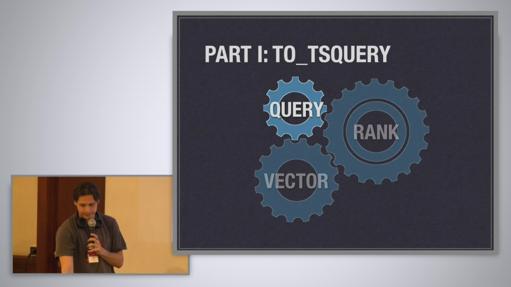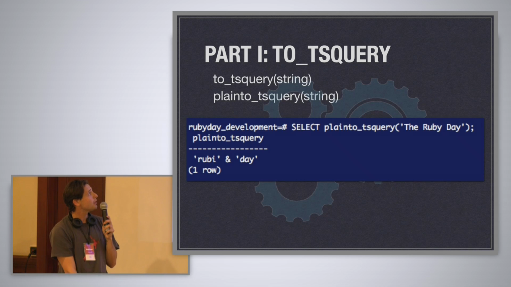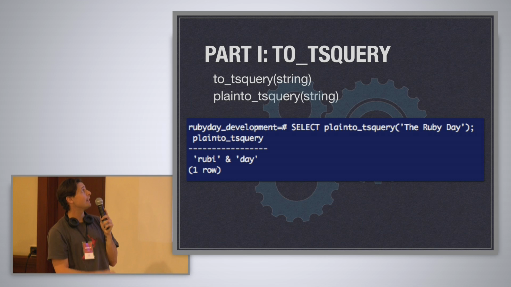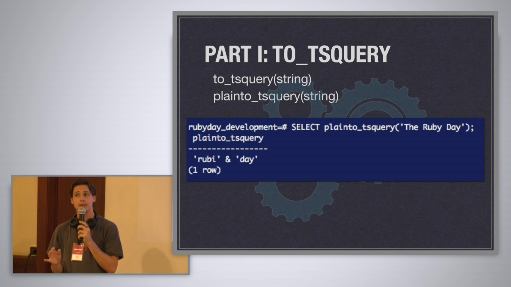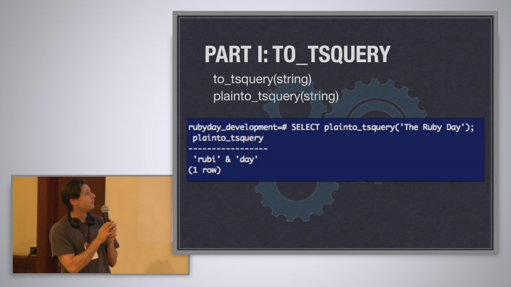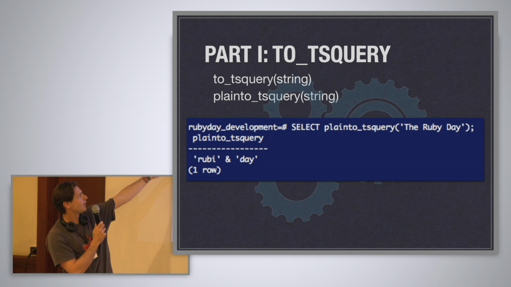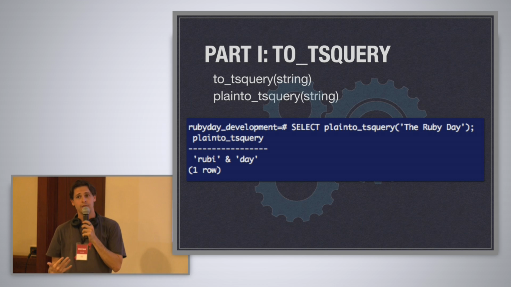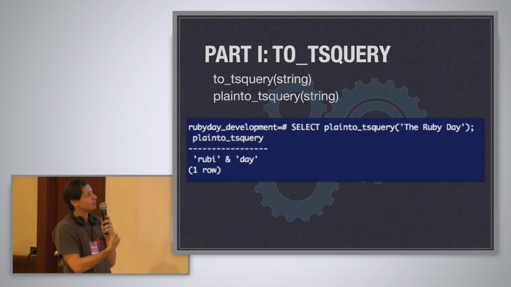And so in Postgres, there's two querying functions. There's toTS query, and then there's plain toTS query. And I'll talk about the difference between those in a second. But to start off, they both take strings, and they're going to convert them to what we call a TS query. It's a TS query type of object. And it's basically an array of what we call lexemes. So we called this on the RubyDay here.